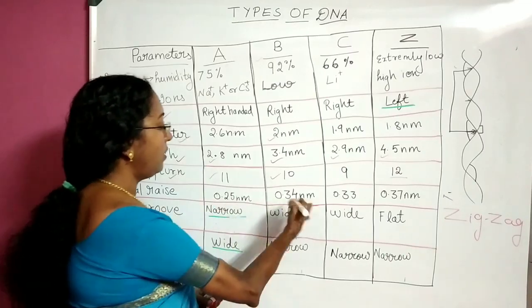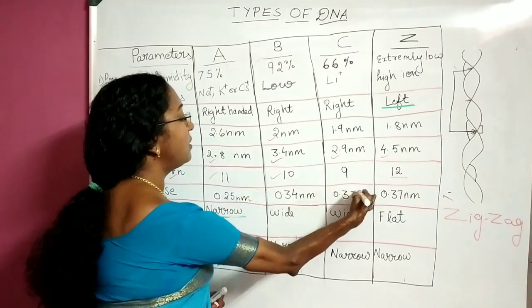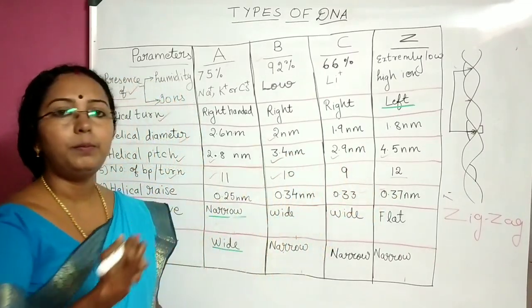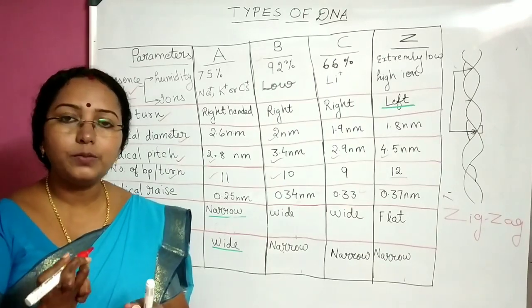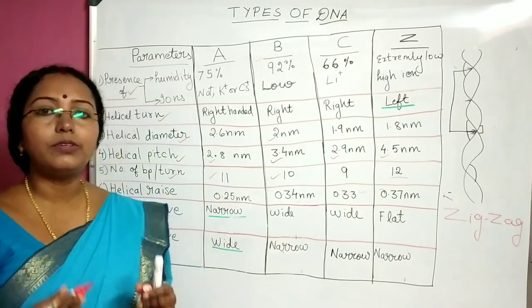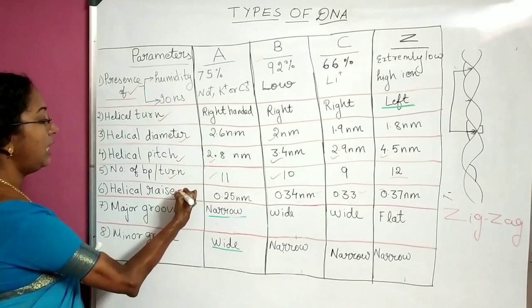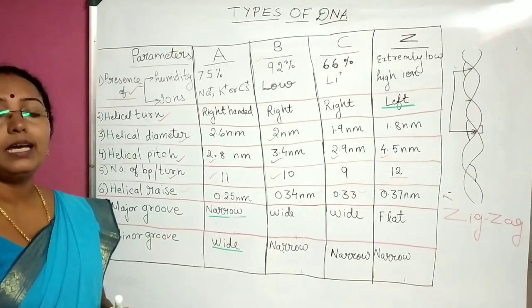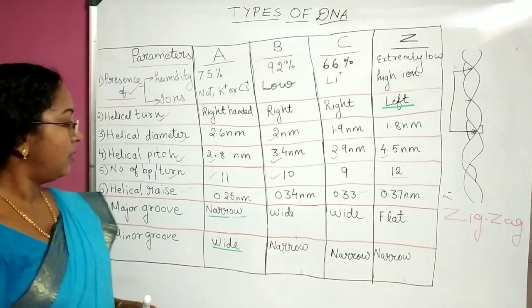So this particular column says about the distance between two adjacent base pairs. That distance between two adjacent base pairs is given the name helical rise. Helical rise. Okay, helical rise.